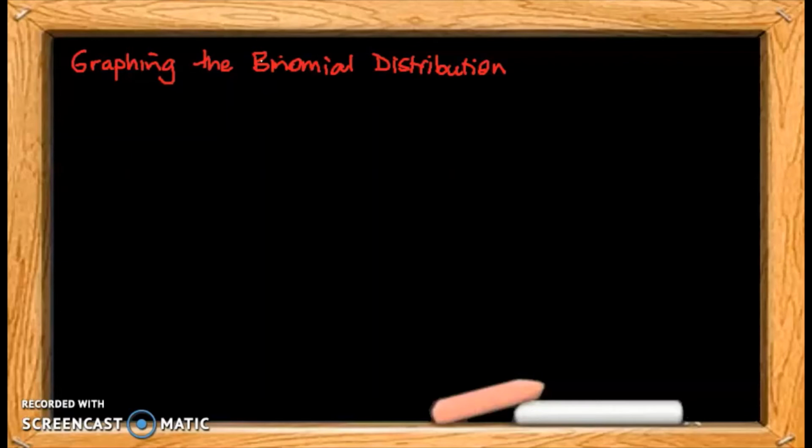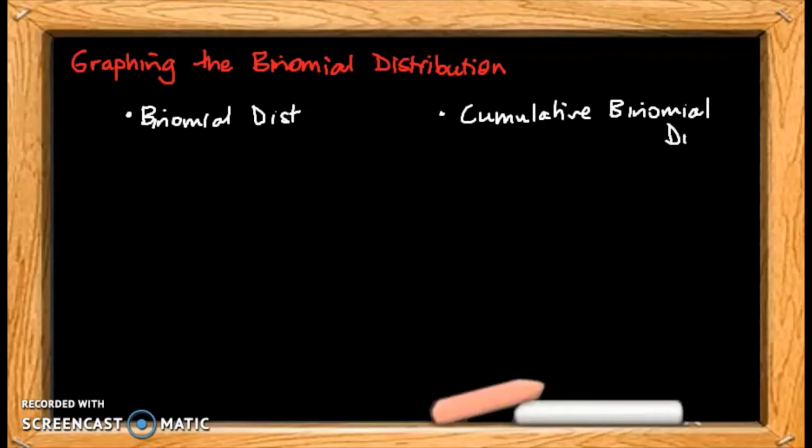There are two types of graphs that we might want to look at with the binomial distribution. The first one is the binomial distribution itself, and the second one is the cumulative binomial distribution. Now, we'll have a look at this first one, the binomial distribution.